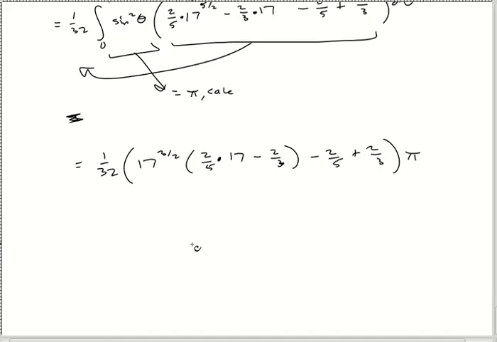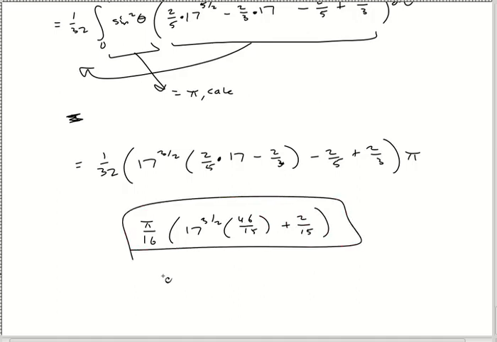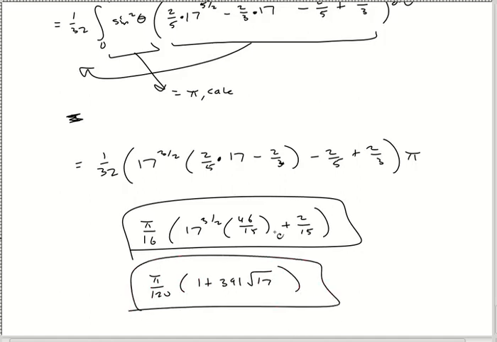You can clean this up a lot. My answer was pi over 16, 17 to the 3/2 times 46 over 15, and then plus 2 over 15. So there was my answer. Their answer was pi over 120 times 1 plus 391 square root of 17. Their answer is equivalent; it looks like a mess, but it'll work. So either way is fine. Okay. Next question.